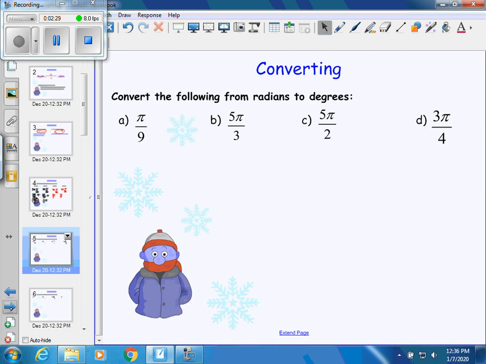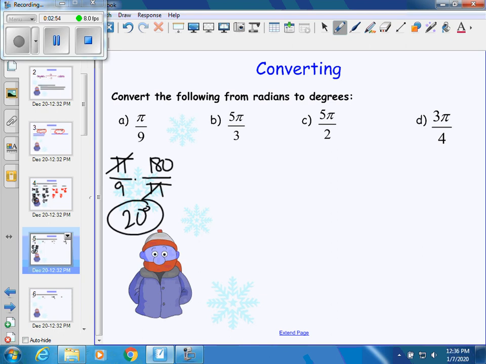Now we're going to convert from radians to degrees. So this time we need the pi on the bottom to cancel with the pi on the top. So we've got pi over 9 times 180 over pi. The pi's cancel. So we're just going to do 180 divided by 9, and we get 20 degrees.